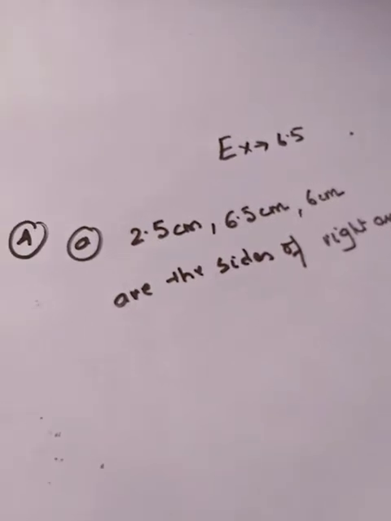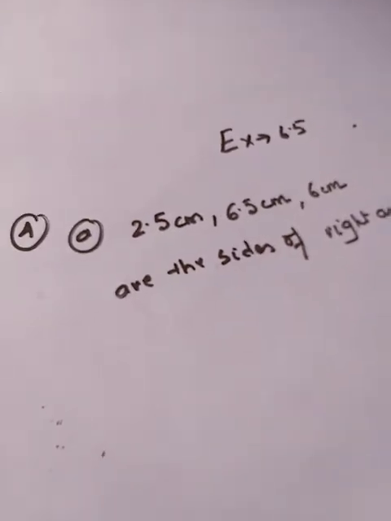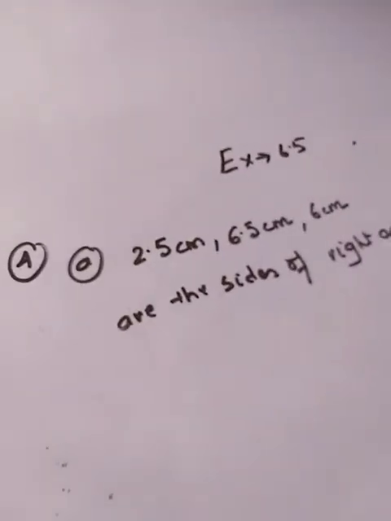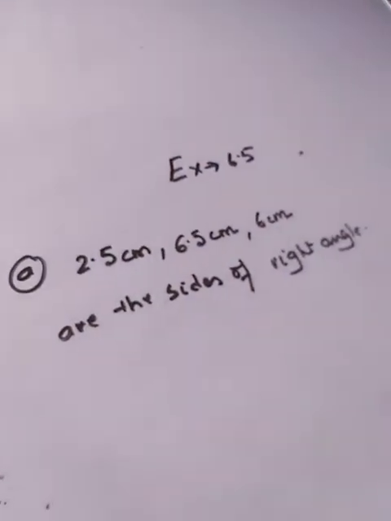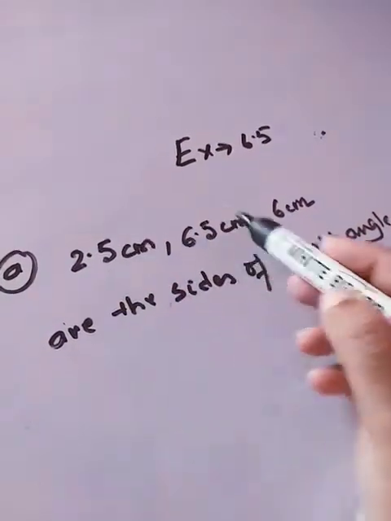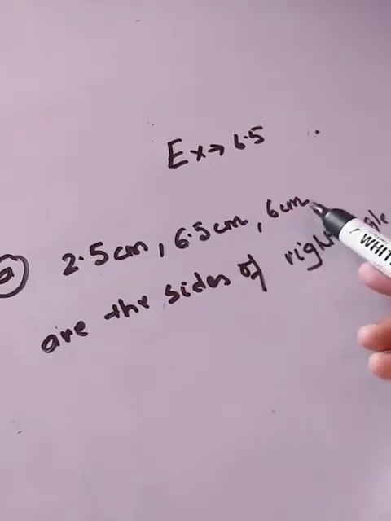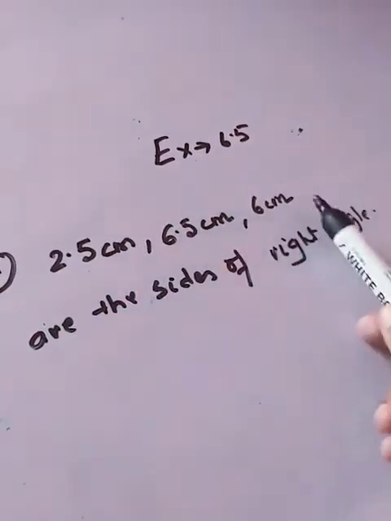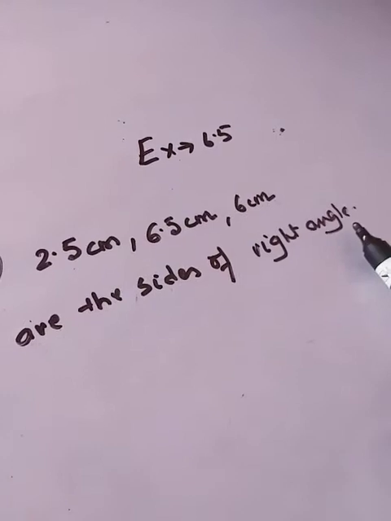Students, today we will do question number 4 of exercise 6.5. Now question number 4, that is sum number A of question number 4. They have given the dimensions of three sides, 2.5 centimeter, 6.5 centimeter and 6 centimeter, and they are asking whether these dimensions are the sides of a right angle triangle.